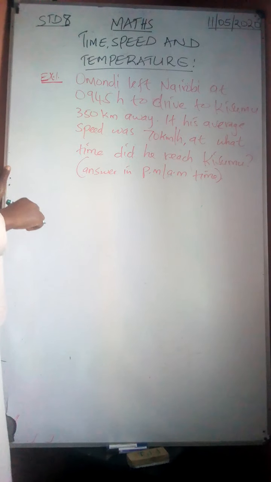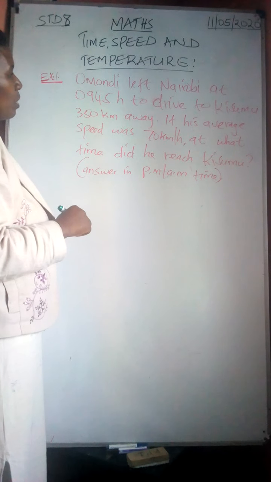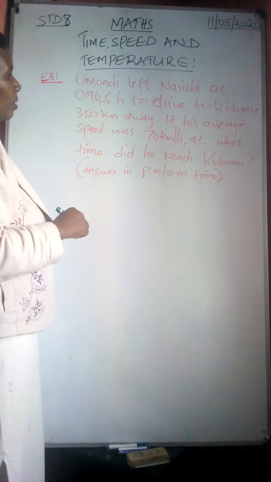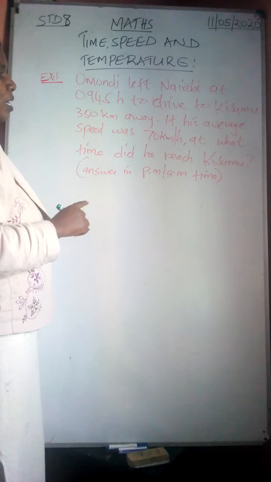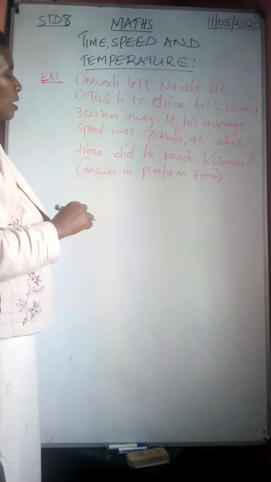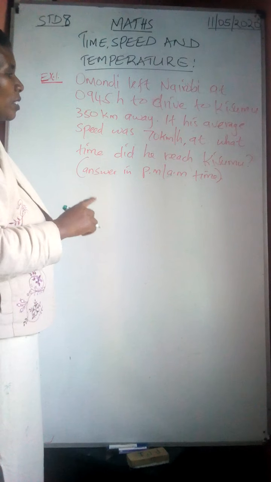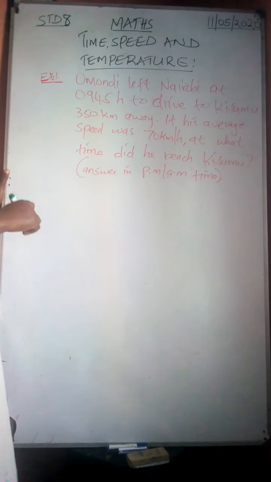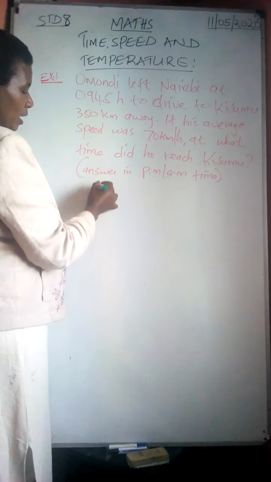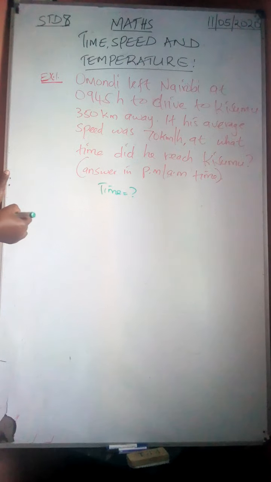I have example 1 on the board, which says, Omondi left Nairobi at 9:45 hours to drive to Kisumu, 350 kilometers away. If his average speed was 70 kilometers per hour, at what time did he reach Kisumu? In this case, we are required to find the time he arrived in Kisumu.